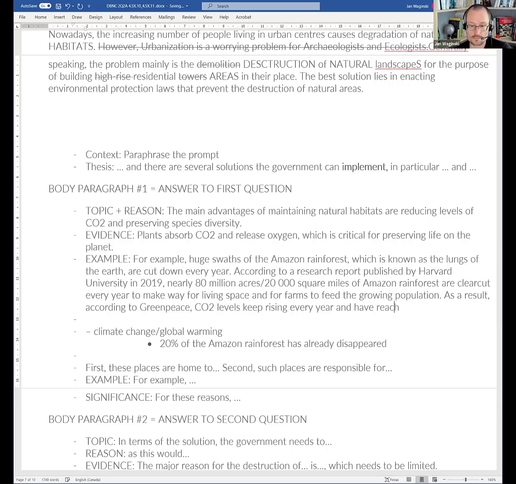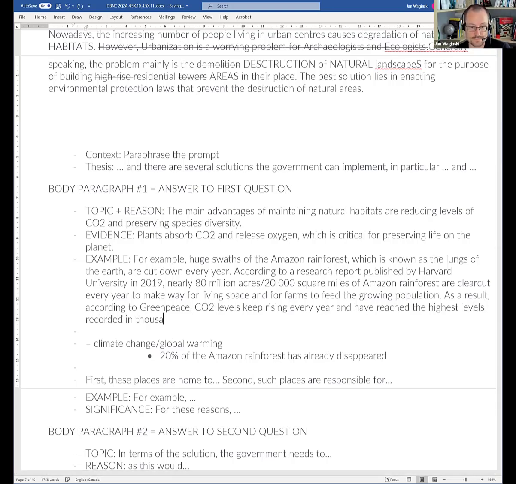And have reached the highest levels recorded in, say, thousands of years. Or in thousands of years. So what? Okay, climate change, global warming. This has negative impacts on the environment. So it's not just reducing CO2, preserving species diversity is critical for preserving life on the planet and maintaining a balanced ecosystem. Well, let's say environment and balanced environment.